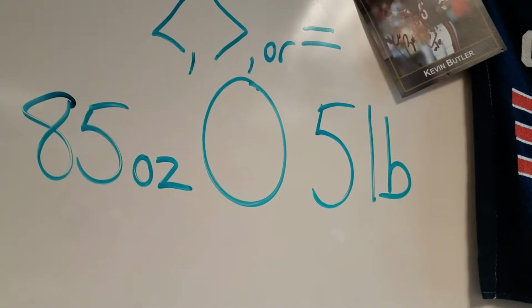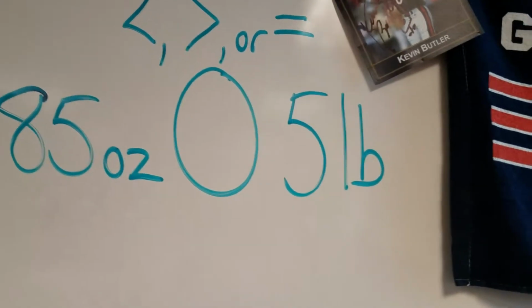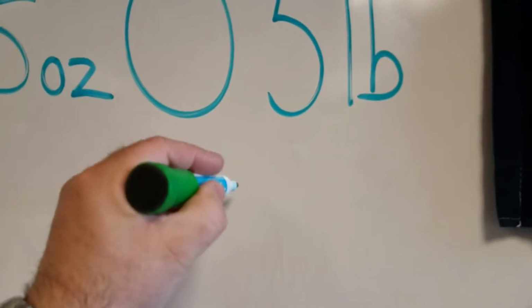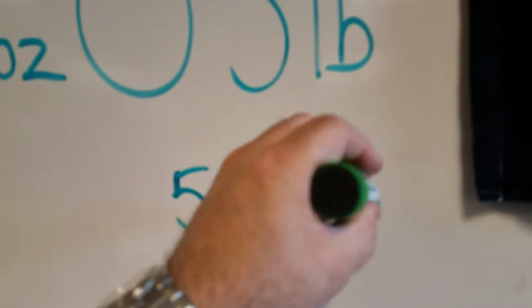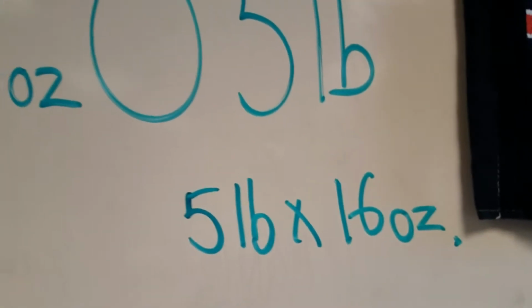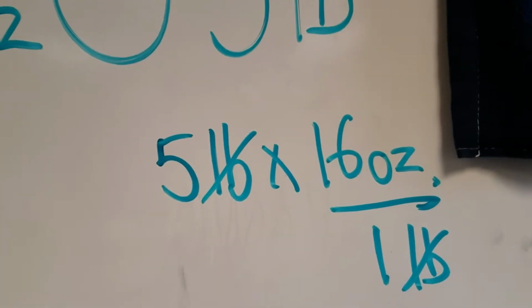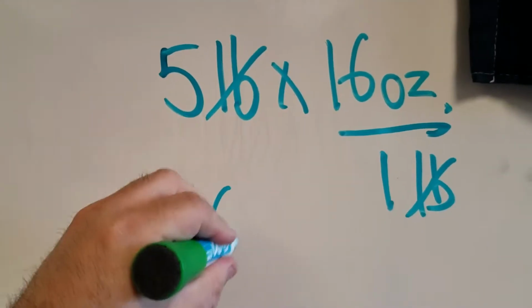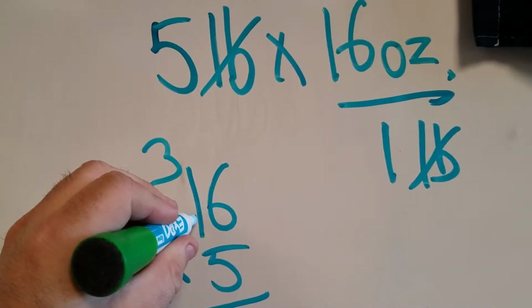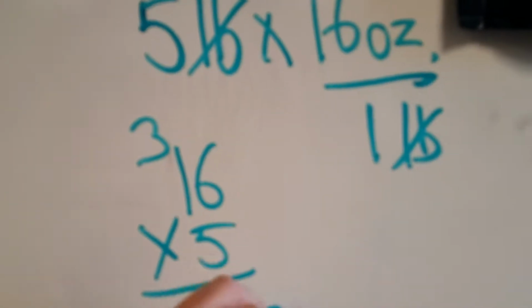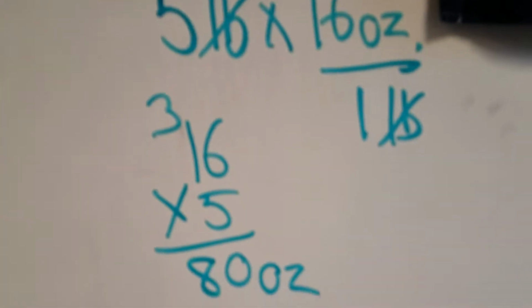So I'm going to go from a larger unit, a pound, to an ounce. That means I'm going to do this side, and I'm going to multiply 5 pounds times 16 ounces in 1 pound. So that means my problem is 16 times 5. 5 times 6 is 30, 5 times 1 is 5 plus 3 is 80. So now my 5 pounds is the same as 80 ounces.